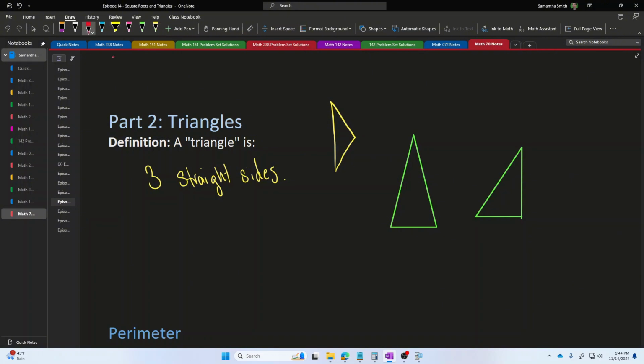So, for something that would not be a triangle, if it had more than three sides, like a rectangle, that is not a triangle. This has too many sides. Or if the sides were not straight, that would also not be a triangle.